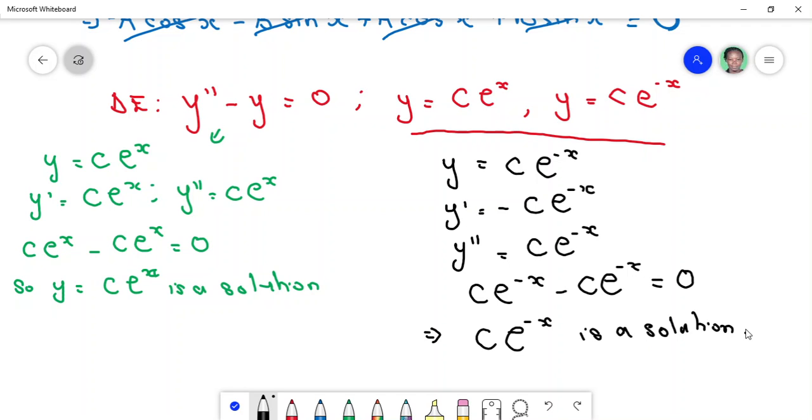So that's how to check whether a function is a solution to the differential equation: it is satisfied when y and its derivatives are replaced by the function we are looking at.